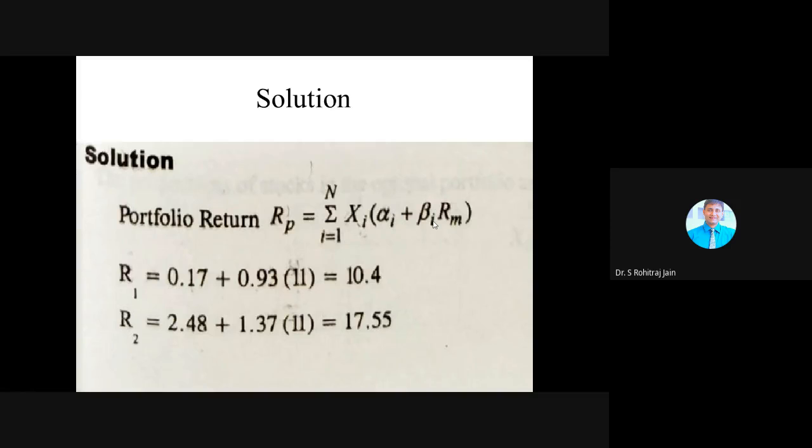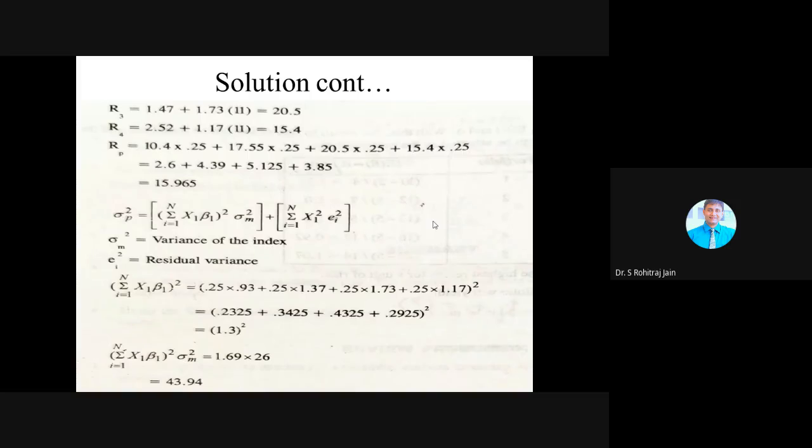So first I calculate the return of each stock, then I calculate the portfolio return. Since they have given me the proportion of funds to be invested in all the 4 stocks to be equal to 0.25, I use multiplied by 0.25, 0.25, 0.25 and 0.25, that is equal to 100%. Then I calculate the variance of the portfolio. Summation of i equal to 1 to n, xi into beta i whole square into variance of the market, plus summation of i equal to 1 to n, xi square into residual variance, that is ei square. So I calculate the first component, then I calculate the second component.